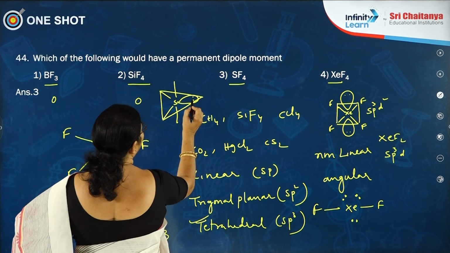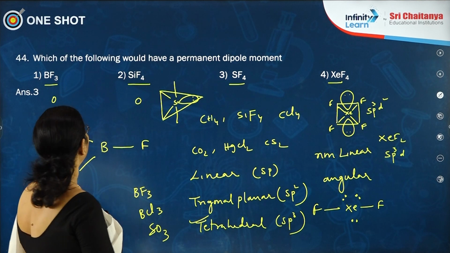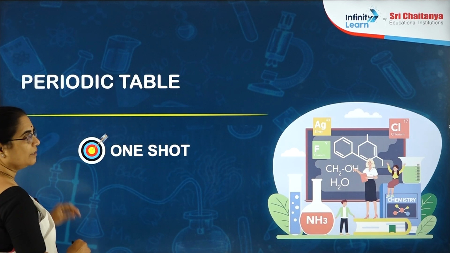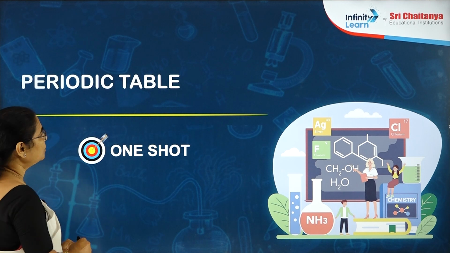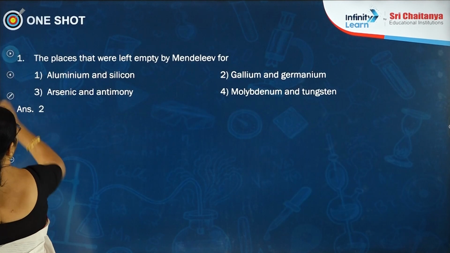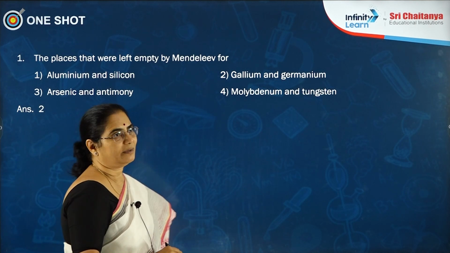Now, this molecule has a permanent dipole moment, the rest all of them have 0. Next. Student, now I am going to start periodic classification questions. Next, please follow and listen carefully.